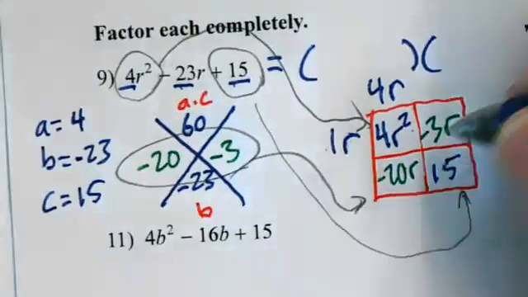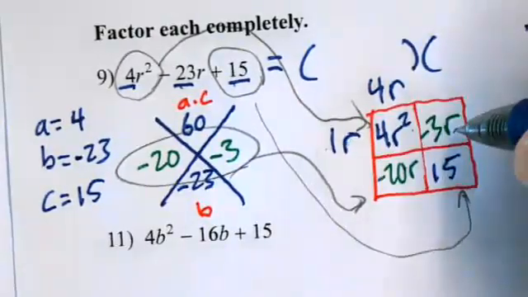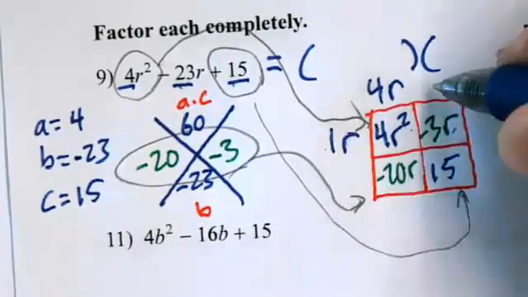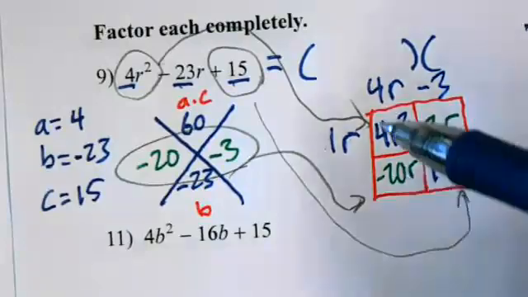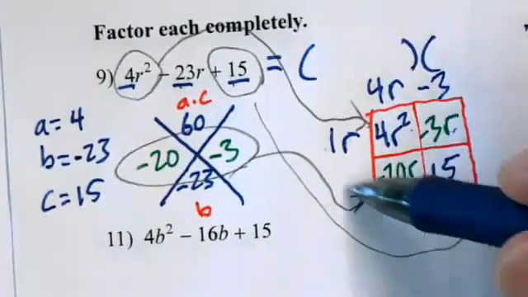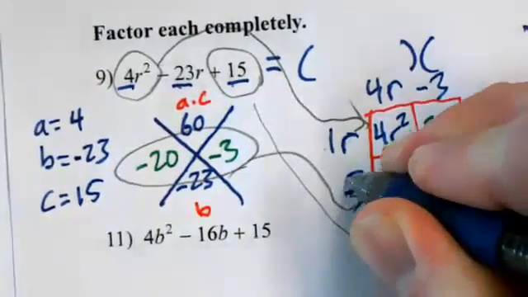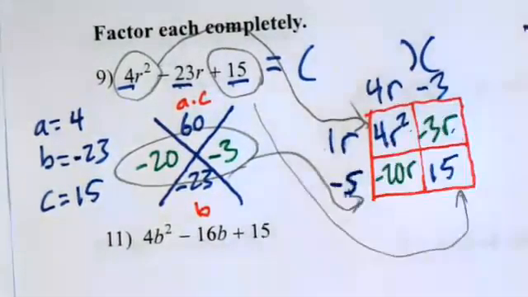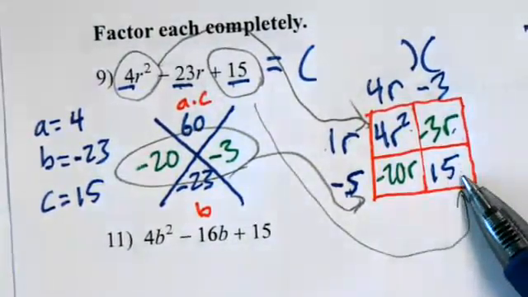All right, so let's do the same thing here. What would I need to multiply 1r by to get negative 3r? 1r times negative 3 would give us negative 3r. Last spot, what would I multiply 4r by to get negative 20r? 5? Negative 5? Negative 5, right? Negative 5. And double check and make sure this last one works. Does negative 5 times negative 3 equal positive 15? Cool. We are almost done.